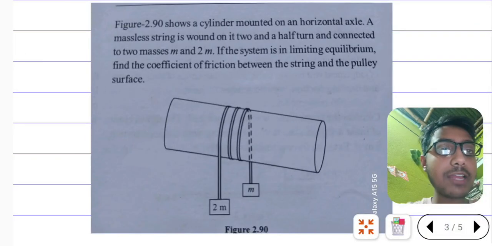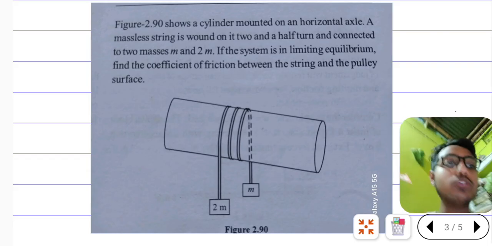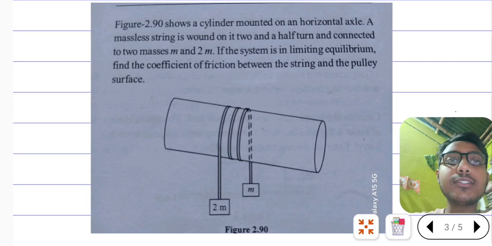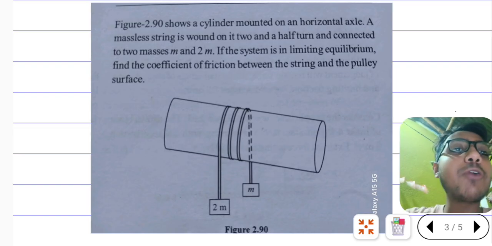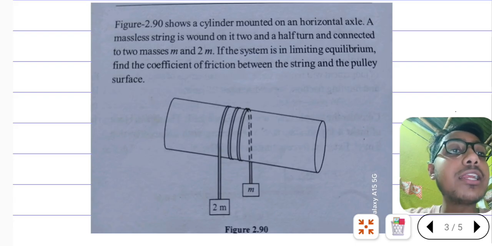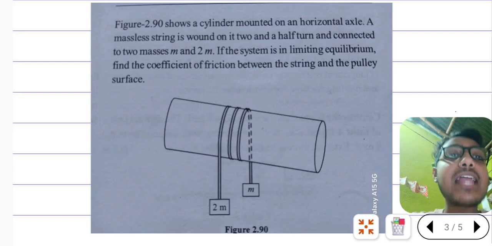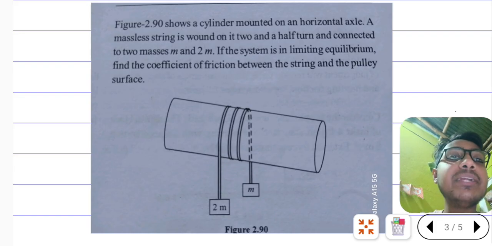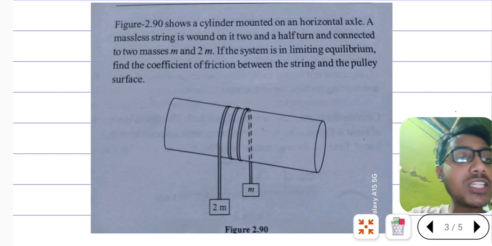Based on this derivation I have also taken a question. You can see this is a very nice question. It shows a cylinder mounted on a horizontal axle. A massless string is wound on it for 2.5 turns and connected to two masses, m and 2m. If the system is in limiting equilibrium, find the coefficient of friction between the string and the pulley. We have to find the coefficient of friction.